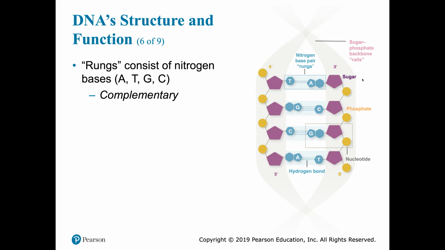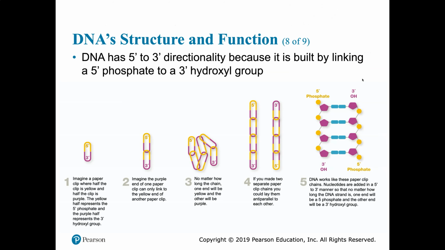Parallel is when you have two lines running together in the same direction. When you have one going one way, one going the opposite, that's anti-parallel. And here's a little bit more about directionality. They use it with an example of a paper clip, which I really like. Shows you have a 5' end and a 3' end, and you're always going to have a 3 and a 5 interacting. So you have a 3' interacting with a 5'.